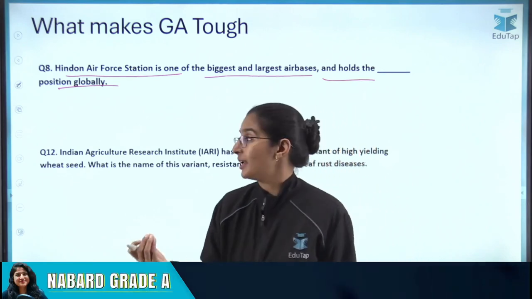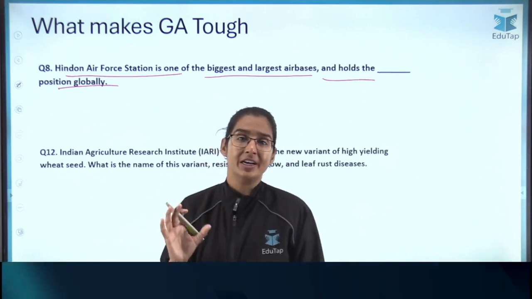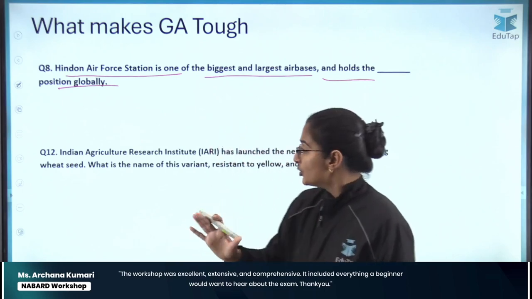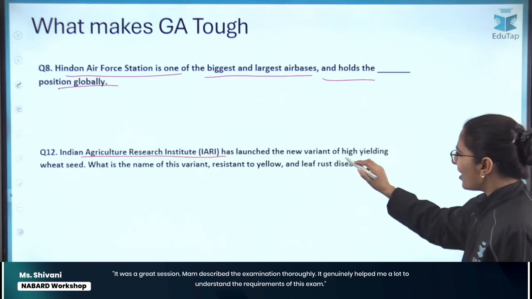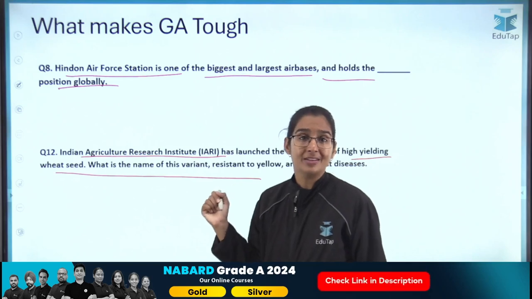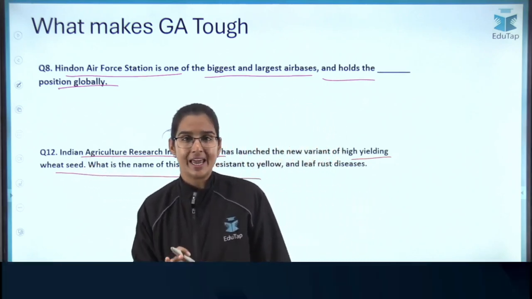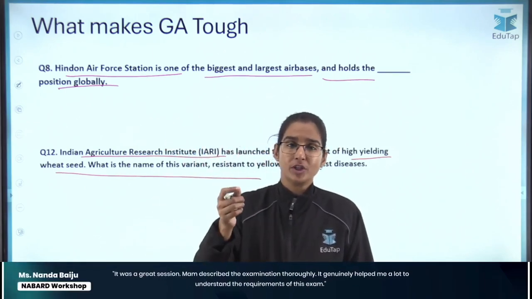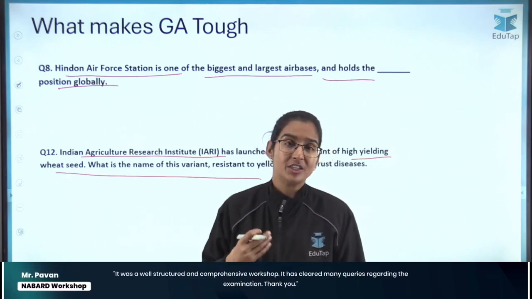Coming to the third part, which was the agriculture related questions, the agriculture related general awareness questions, which are sometimes asked in the GA section also. So if you see this Indian Agriculture Research Institute report, they have asked about a high yielding wheat seed, what is the name of this variant? Now if you ask me from where this question was taken, it was taken from the IARI's annual report. In the IARI annual report, 10 or 15 such varieties have been mentioned and they have asked a question on one such variety. Now students, covering such questions is next to impossible.